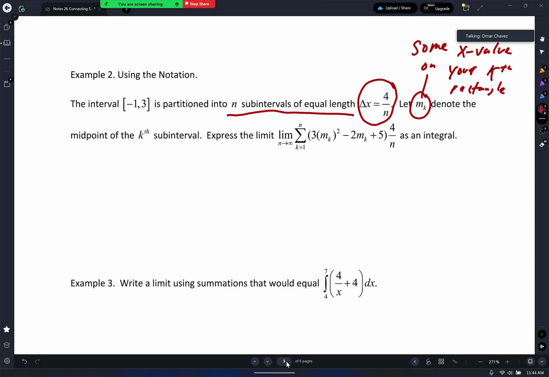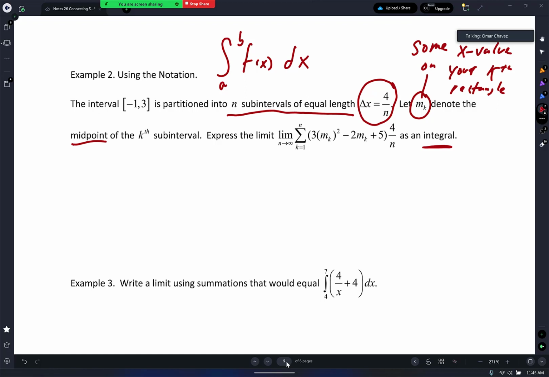That's all it is. And what are they using? MRAM. Doesn't matter. Express the limit. So they give me, express the limit of n approaches infinity, blah, blah, blah, as an integral. So they want me to use this: integral a to b of f of x dx.